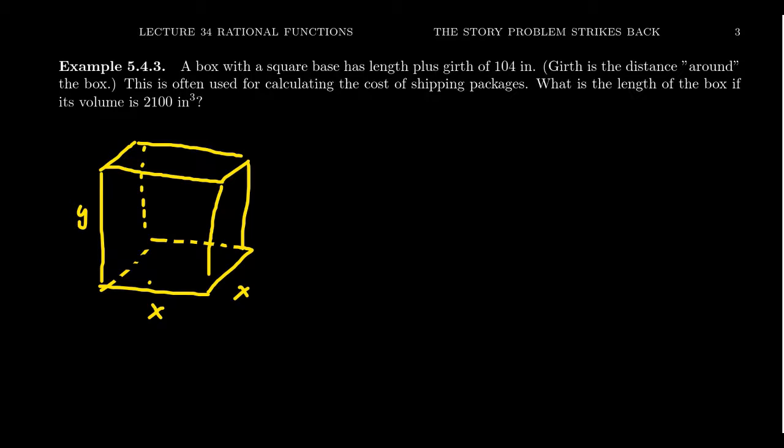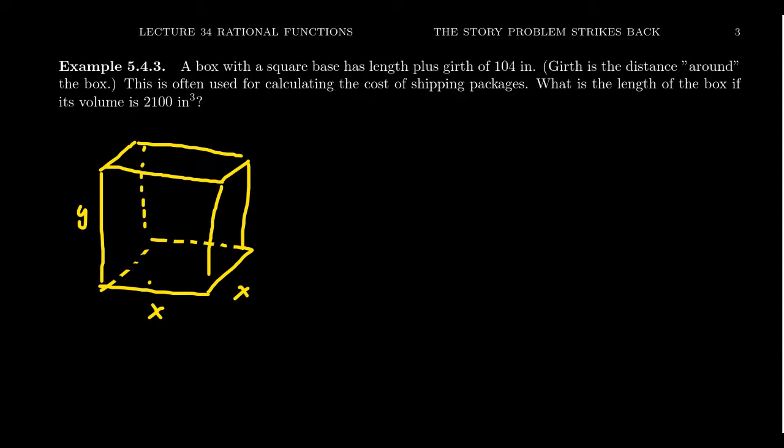All right. Like I said, this is often used for shipping cost, right? If you're mailing something, the girth matters. It's not just mass or volume. If you have a really long thing that has a huge girth, then of course that's going to be calculated in the shipping cost there. So what is the length of the box if the volume is supposed to be 2100 cubic inches?